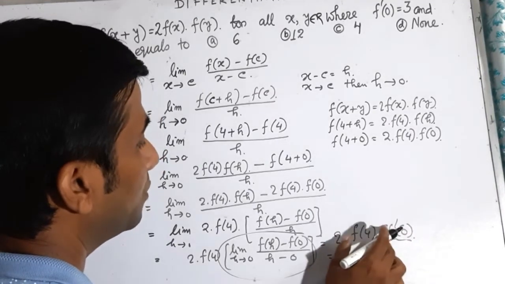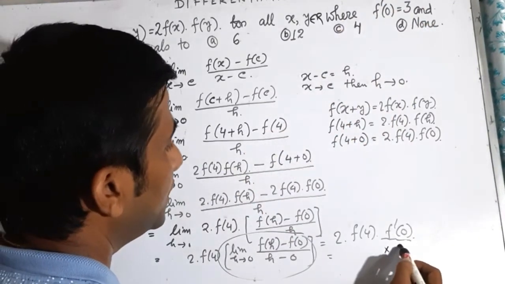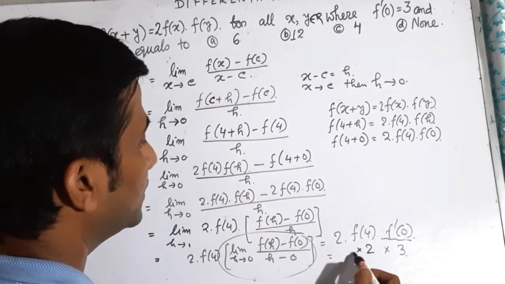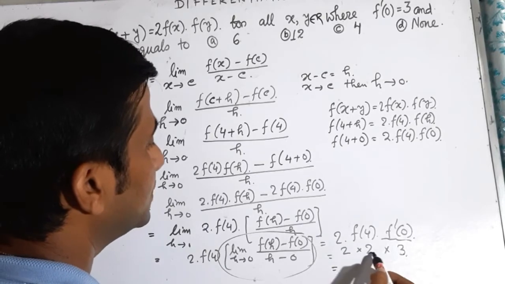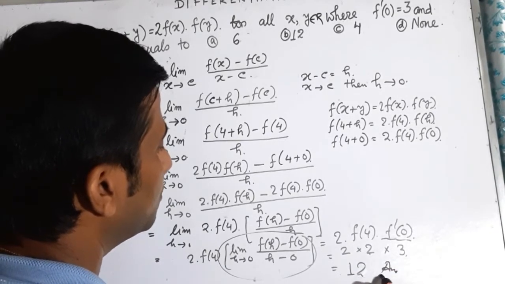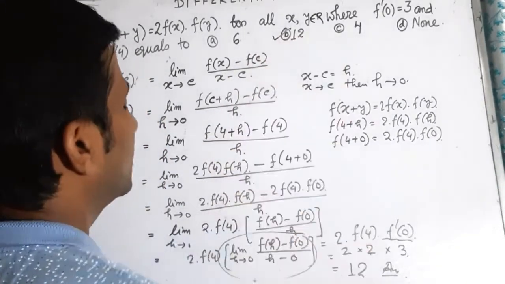All the values of f of 4 and f dash 0 are given. f dash 0 is equal to 3 and f of 4 is equal to 2. So this is 3 into 2 into 2, this is equal to 12. 12 is your particular answer and B is your correct answer.